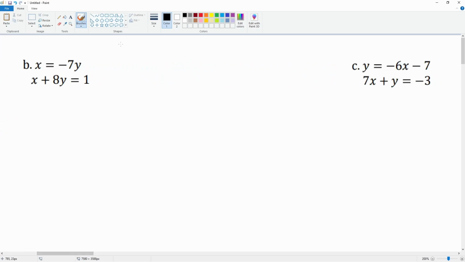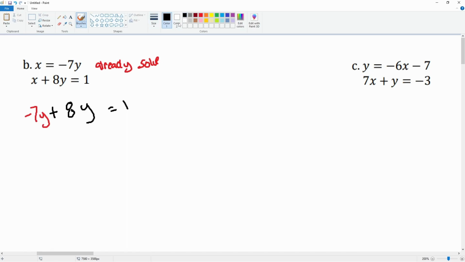Let's look at B here. We already see that the first one is already solved. So we're going to use the first one here. This is the second equation, x plus 8y is equal to 1. But rather than put a y, we are now going to put in that value of parentheses negative 7y. So where I put the negative 7y, the x is right here. I erase that and put the negative 7y.